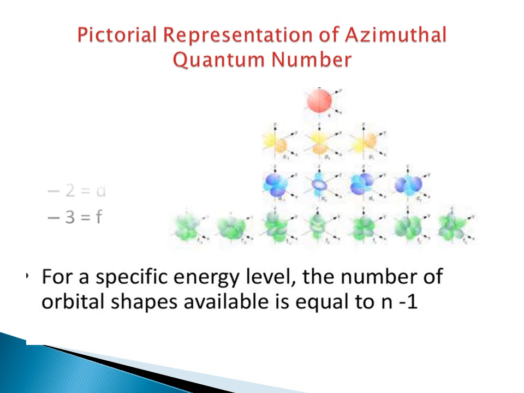Now, here I am showing you the pictorial representation of azimuthal quantum numbers. Here the s orbital, yellow color, indicates p orbitals, px, py and pz. Blue violet color indicates d orbital and green color indicates f orbital. The total number of orbitals for f is equal to 7, for d is equal to 5, for p is equal to 3 and for s is equal to 1. Okay.